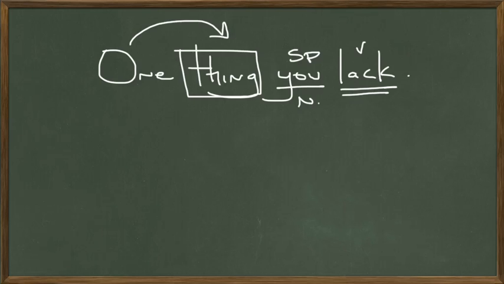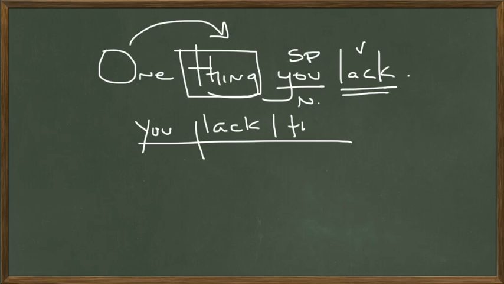Okay, if we analyze this, diagram this, we'll end up with: you, lack, thing, one. Okay, when we translate this into Latin, William Dodds doesn't even include the word thing. So he treats one as a substantive, which means that he just uses the adjective and sort of hides the noun behind it. And we're going to do the same thing.